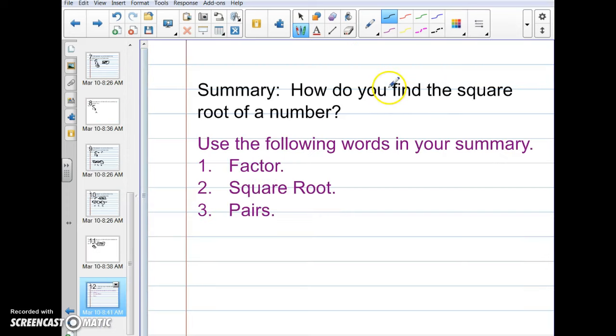Alright, now summary. How do you find the square root of a number? I want you guys to use the following words: factor, square root, and pairs. So I want you guys to use these 3, and as you can see, this is my last slide, so I'm not going to give you my answer. I think we're done with that. We're taking the training wheels off, guys. So I'm still helping you guys out with words.